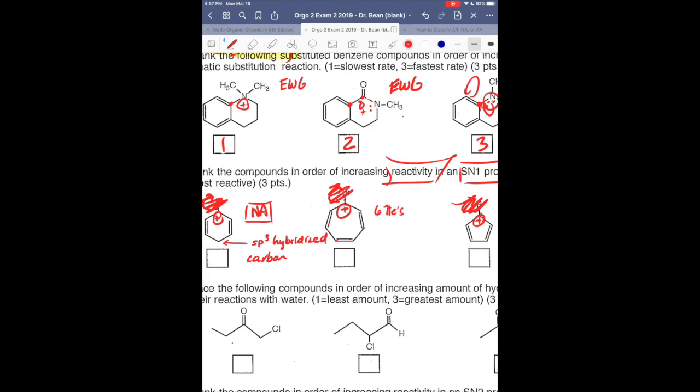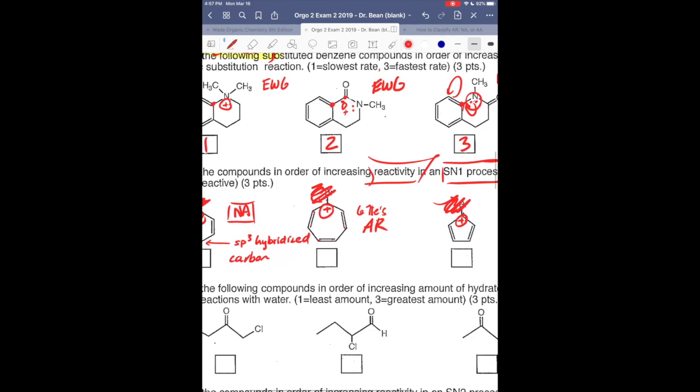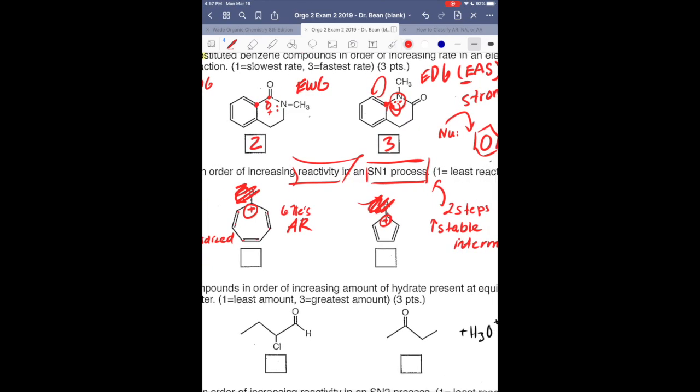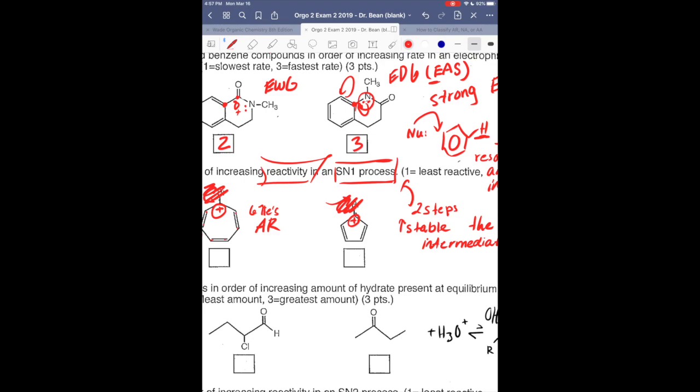6 pi electrons. So what should our answer be in terms of our classification? Should be aromatic, right? Okay, that's really good. That's very stable. So most likely, that's going to be number 3. Now let's move forward to the next one.